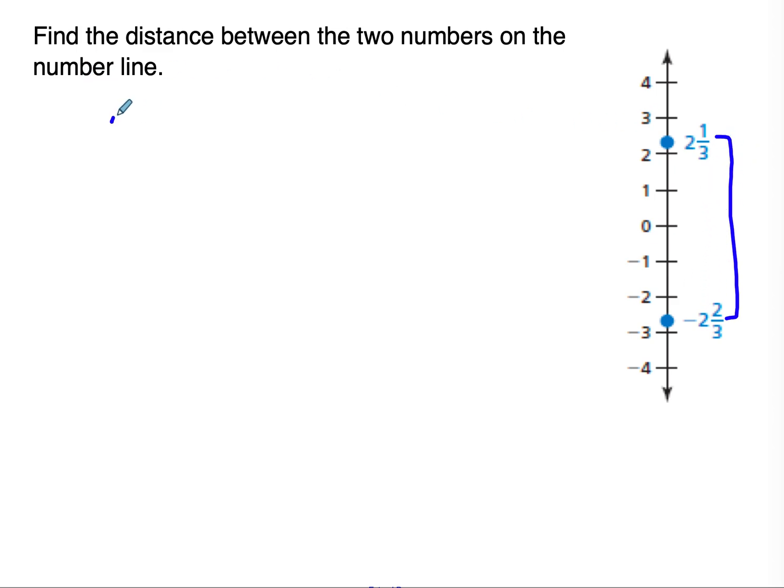All right, so here's the problem they're asking us. 2 1/3 minus negative 2 2/3. Boom, change to addition. Boom, change the sign. Same signs, find the sum. I'm going to leave these as mixed numbers. I'm going to write them vertically so my fractions and my whole numbers are lining up here.